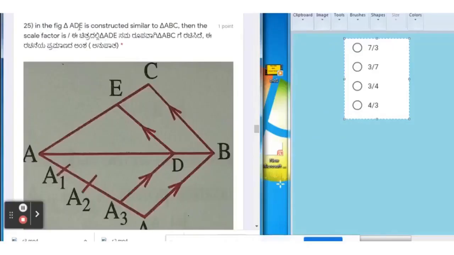25th question. In the figure, triangle ADE is constructed similar to triangle ABC. Then the scale factor is. So ABC is the actual triangle and ADE is the triangle constructed inside the triangle ABC. So how many parts of a triangle are there for triangle ABC? 4. Total parts are A1, A2, A3, A4. And ADE is constructed, third part, ADE is constructed inside the triangle ABC. The scale factor for triangle ADE to triangle ABC will be 3 by 4. Correct option for this question is 3 by 4.